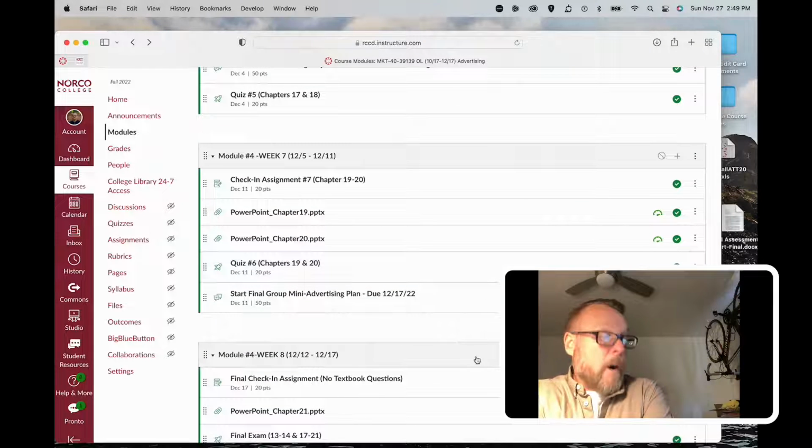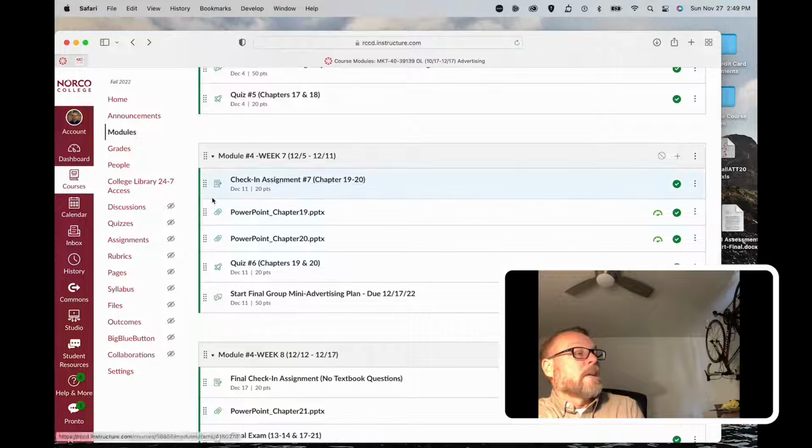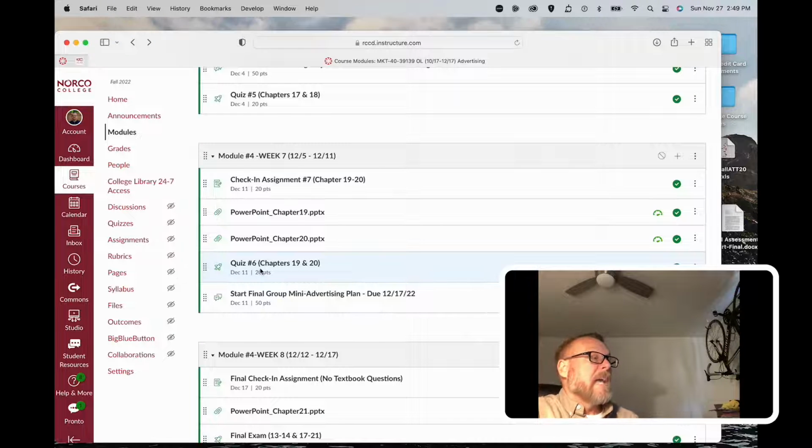As we move into the following week, week number 7, we're going to be down to 3 more weeks. So this week, next week, and then the last week is finals week. However, in an 8-week class, it's not really finals week. You still have chapters to look at. But next week, you're going to be basically doing another check-in assignment, another quiz, and then we're going to be starting our final mini advertising plan, and it's going to be something you do as a group.